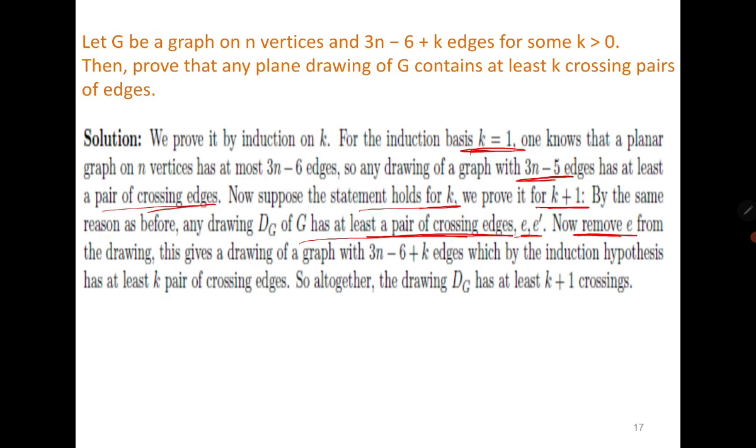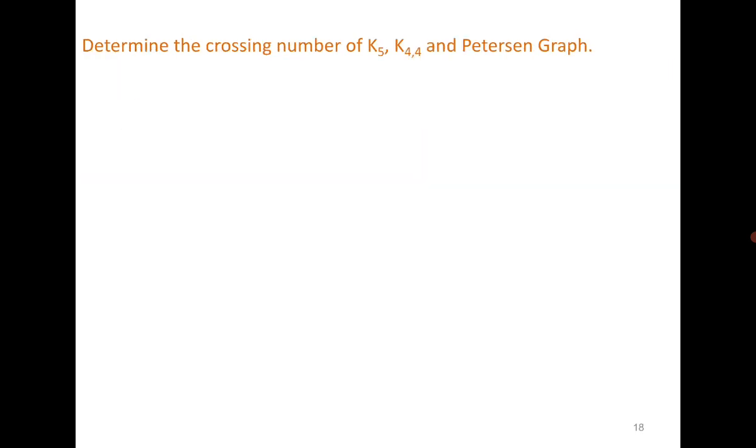then after removing it, it gives us a drawing of a graph with 3n minus 6 plus k edges, because you delete one edge and the induction is on k. And for 3n minus 6 plus k edges, by induction it has at least k crossings. When you put the edge E back, it would have at least k plus 1 crossings. Now let's see how this result is helpful in computing crossing numbers.